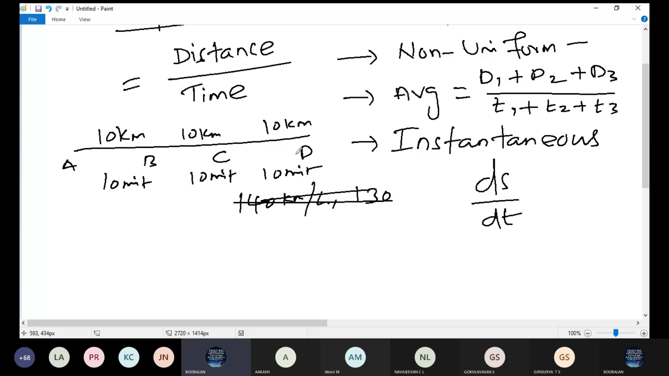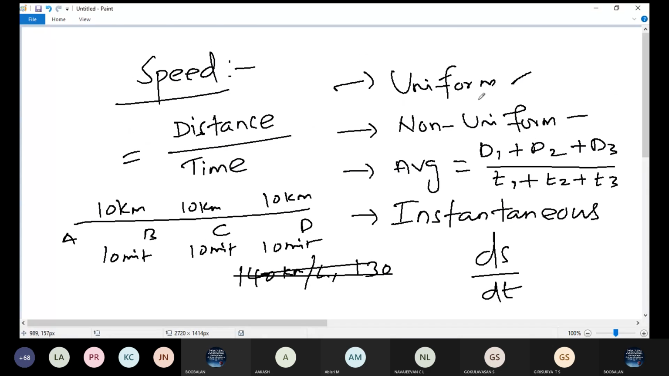Next one, speed: whether this is vector or scalar, what type of quantity? Speed is a scalar quantity, so only magnitude, there is no direction. But velocity has a direction and magnitude. So next we will discuss velocity. Up to speed, if you have any doubt, you can ask.